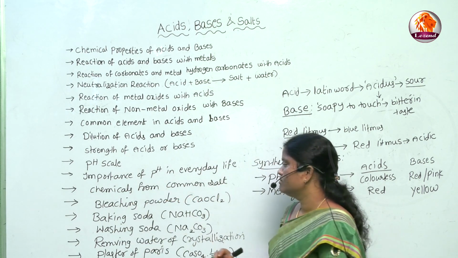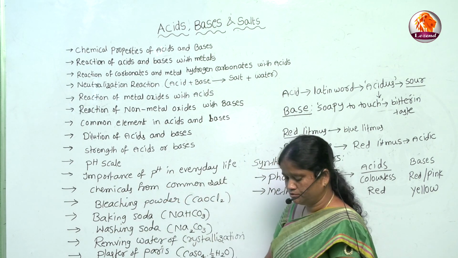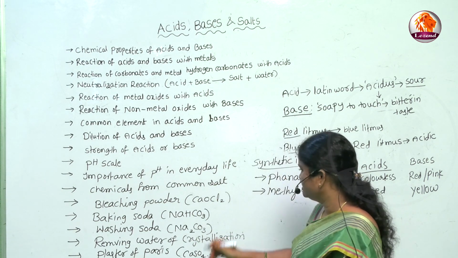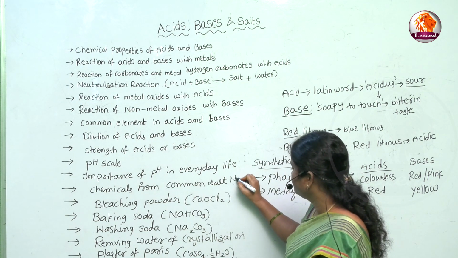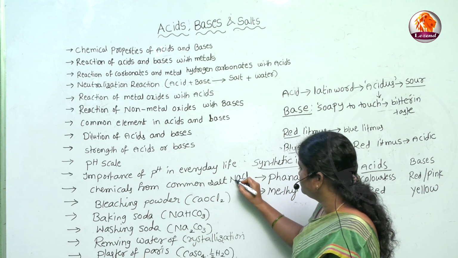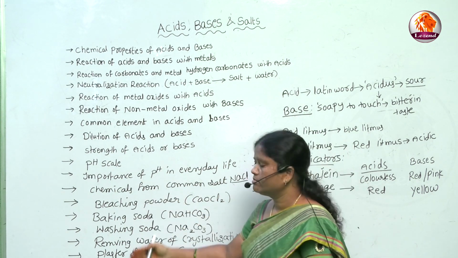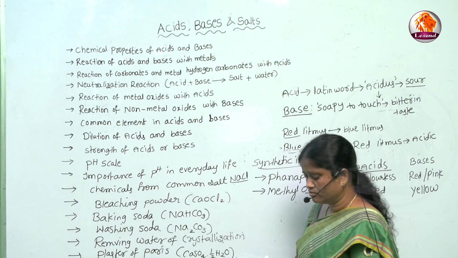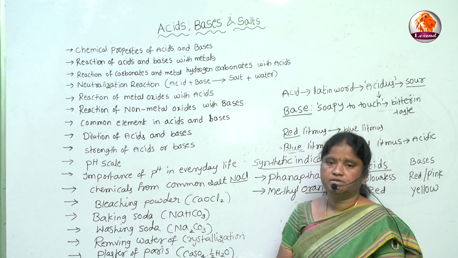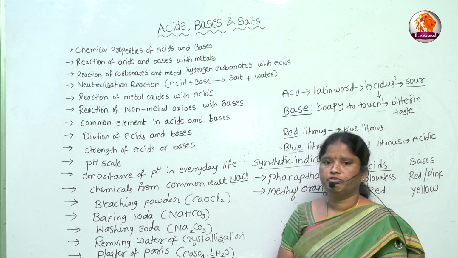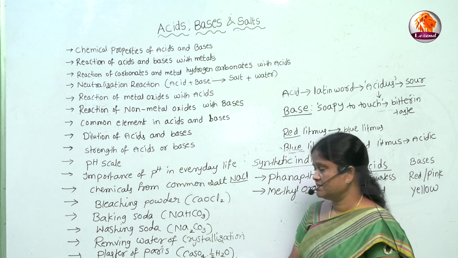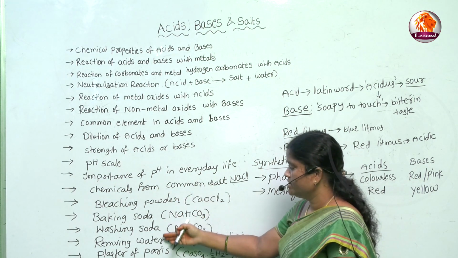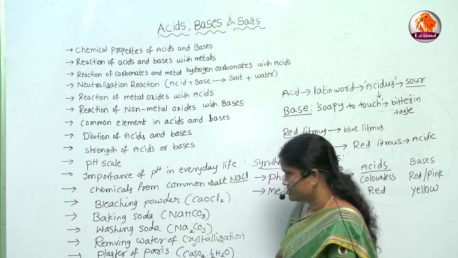Chemicals from common salt. Common salt we use to enhance the taste of our food, like salt, sodium chloride. This sodium chloride we can use to extract many chemicals, that's why chemicals from common salt. If common salt dissolves in water, that solution is called brine solution. That brine solution we can use to extract many chemicals from the common salt.